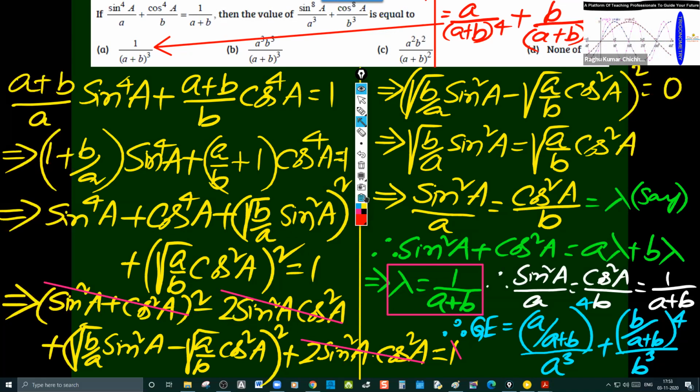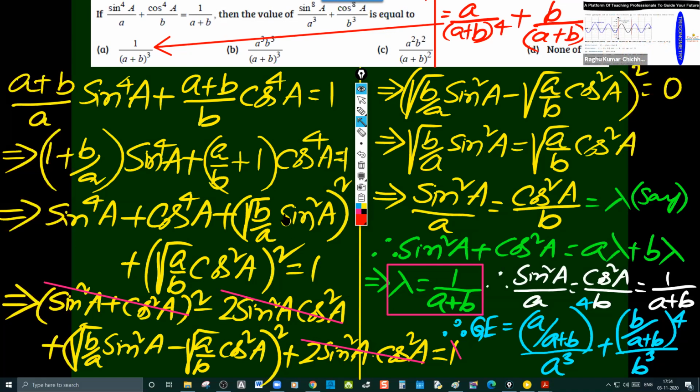Now this is also in the form of a square plus b square, but I am writing it as (a minus b) whole square plus 2ab. That is the reason why it is (root B by A sin²θ minus root A by B cos²θ) whole square plus 2 sin²θ cos²θ. Sometimes it is difficult to get this idea, because we have got minus 2 sin²θ cos²θ here. If you get plus 2 sin²θ cos²θ here, then these two will get cancelled.